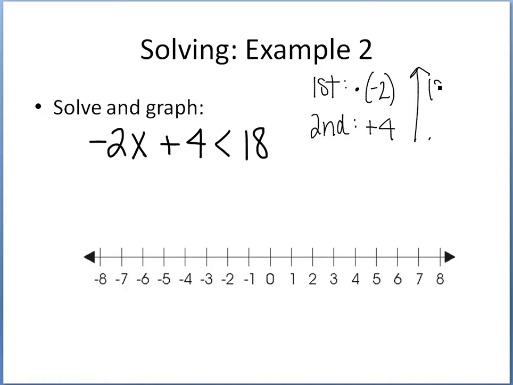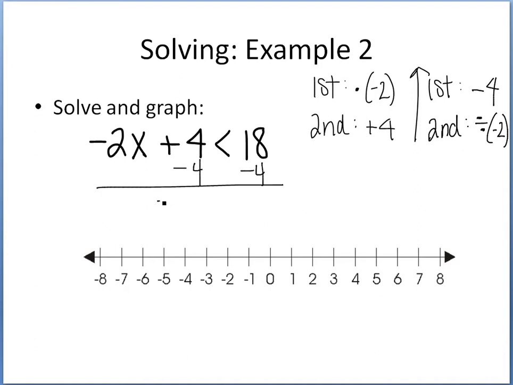Undo it. First thing I'm going to undo is adding 4, by subtracting 4. Then second, I'm going to undo multiplying by negative 2 by dividing by negative 2. So subtract 4, negative 2x is less than 14.